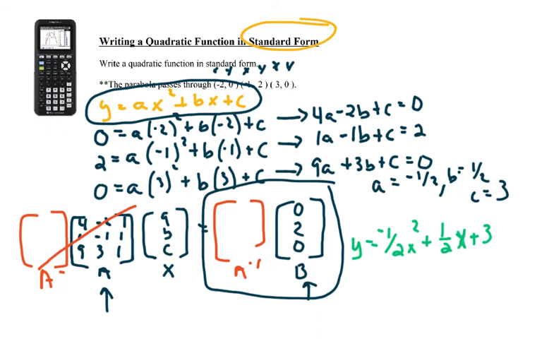And there you have it. We just found our equation in standard form. And you'll notice we went back to our matrix trick again. So now you know, given some certain pieces of information, you can write these quadratic functions in vertex form, in intercept form, and also in standard form.